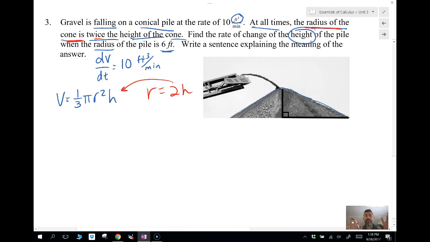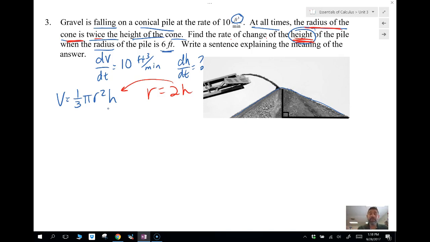So now let's take a moment here. Find the rate of change of the height. So we're looking for dh/dt. That's what we're interested in. So do we want our volume in terms of r, or do we want it in terms of h? We want it in terms of h. So I felt like Dora the Explorer there. A little pause there for you to answer back to me. So that when we take the derivative, we get dh/dt.